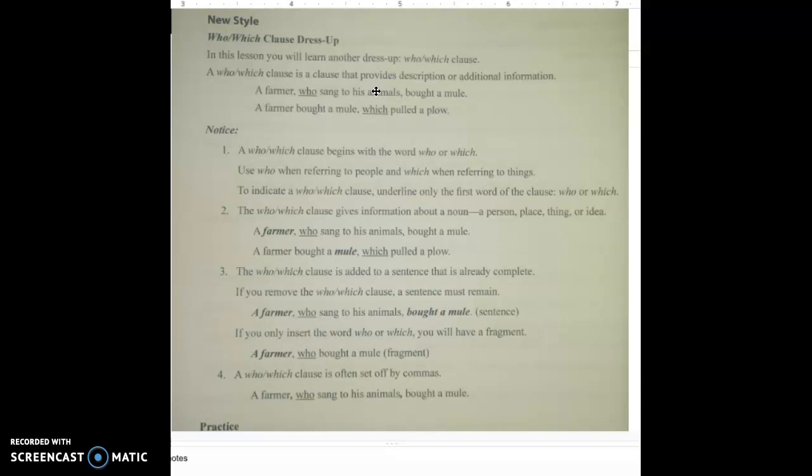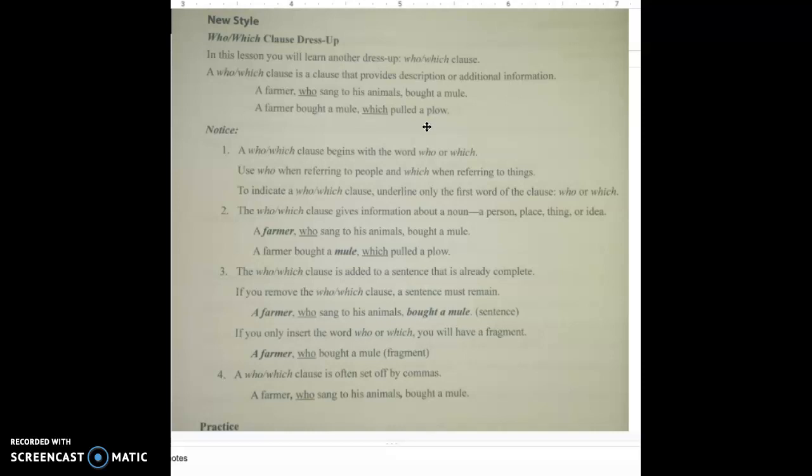Okay, but this one, and this one actually we can read this one too. A farmer bought a mule, comma, which pulled a plow. Okay, I'm going to cover up the who which clause, which pulled a plow. I'm going to cover that up. A farmer bought a mule. Does that make sense? Yes, it does. So that is a legal who which as well.